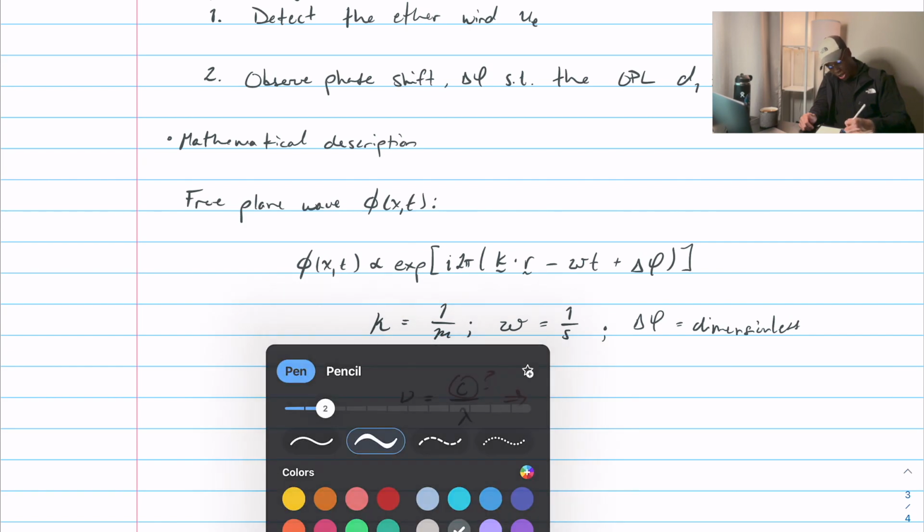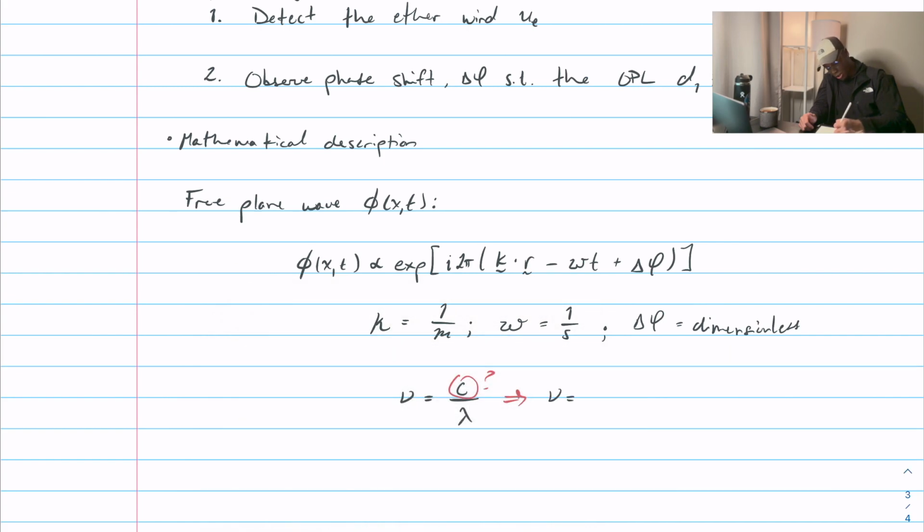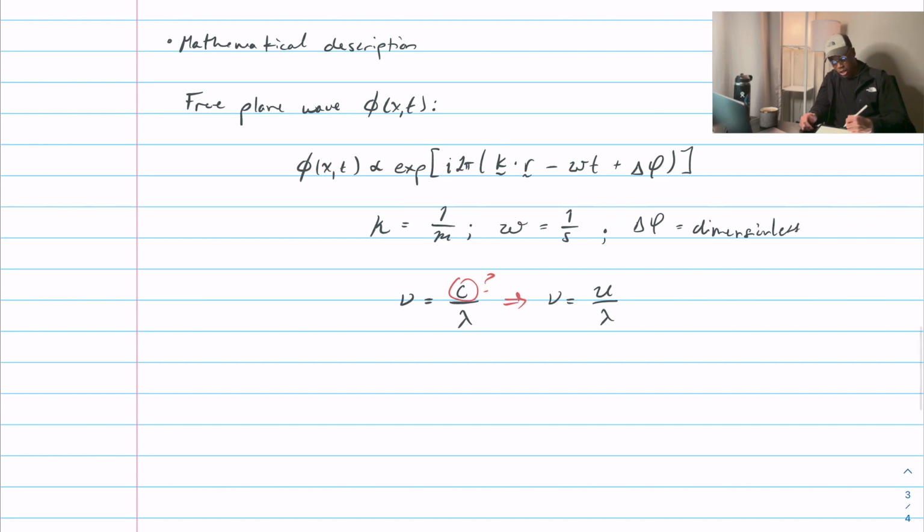Then we could say that this frequency is equal to some unknown u over the wavelength of that light. Then if we go back to the term here in the exponent, we know that the angular frequency is equal to 2 pi nu, which is equal to 2 pi u over lambda.